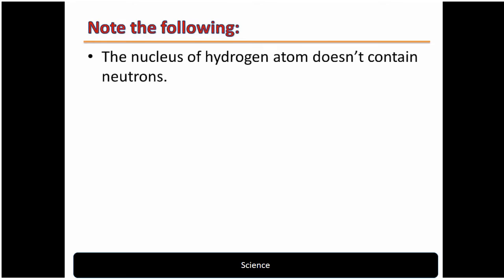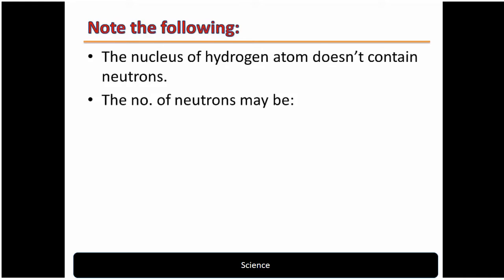Note the following. The nucleus of hydrogen is the only nucleus that doesn't contain neutrons. This is because its mass number is equal to its atomic number, which is 1. So 1 minus 1 equals 0.